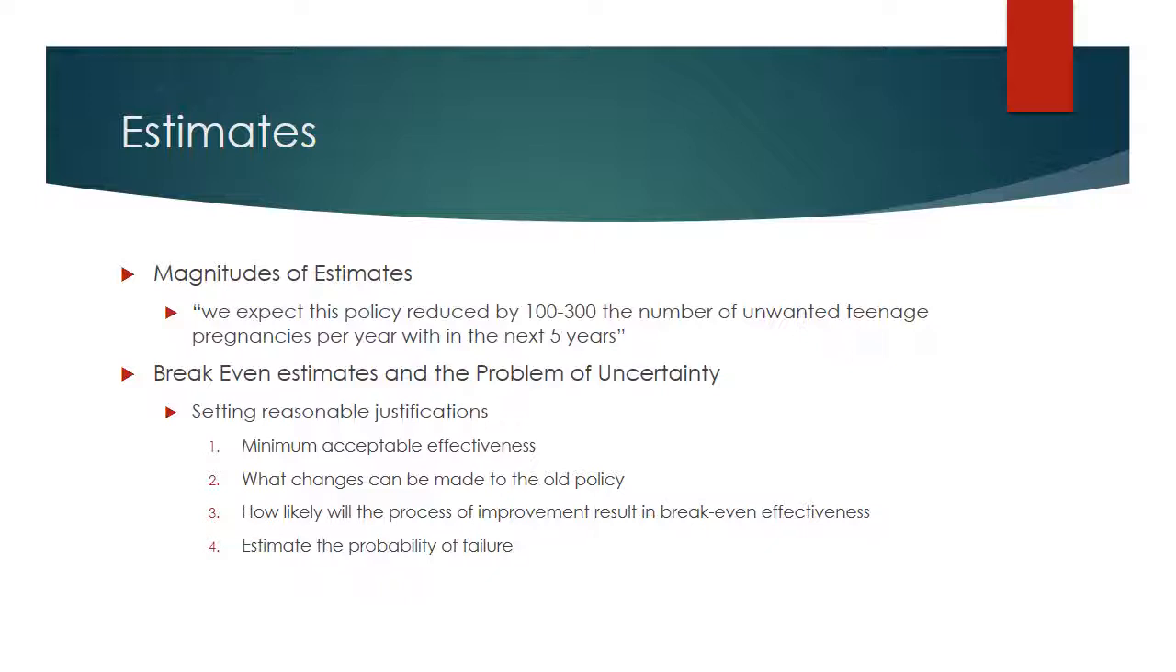So one, you want to set a minimum acceptable effectiveness, in which you will just ask yourself, what does this policy need to accomplish in order for me to justify $1 million being spent, or for me to justify the change? Second, you want to see if you can possibly change the old policy and just make revisions or tweaks to produce a level of effectiveness. Then you want to see how likely the process for improvement is going to produce a break-even effectiveness. And then you want to estimate the possibility of failure and the political cost that you will have when you accept that failure.